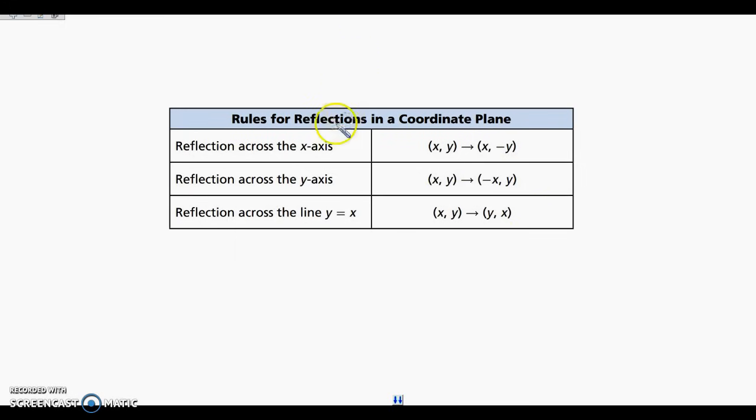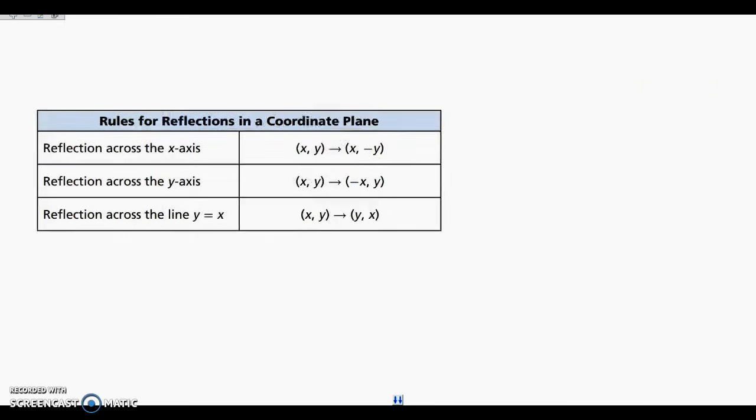So if I have a point (x, y), any point, like let's take an example of a point. If I look at (3, 7) and I reflect it over the x-axis, my x is going to stay the exact same, 3, and my y is going to go negative, so (3, -7). If I reflect the same point across the y-axis, my x becomes negative, so it would be (-3, 7).